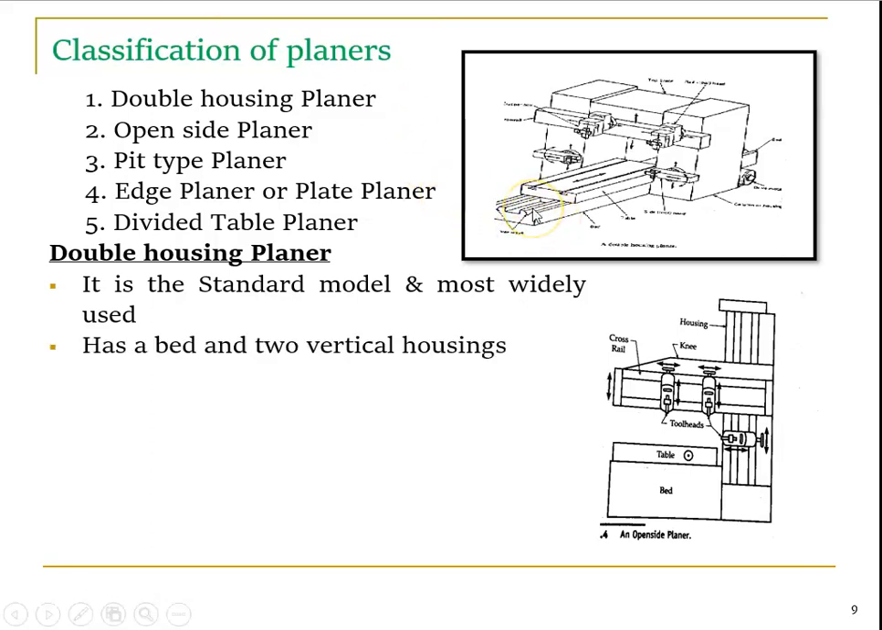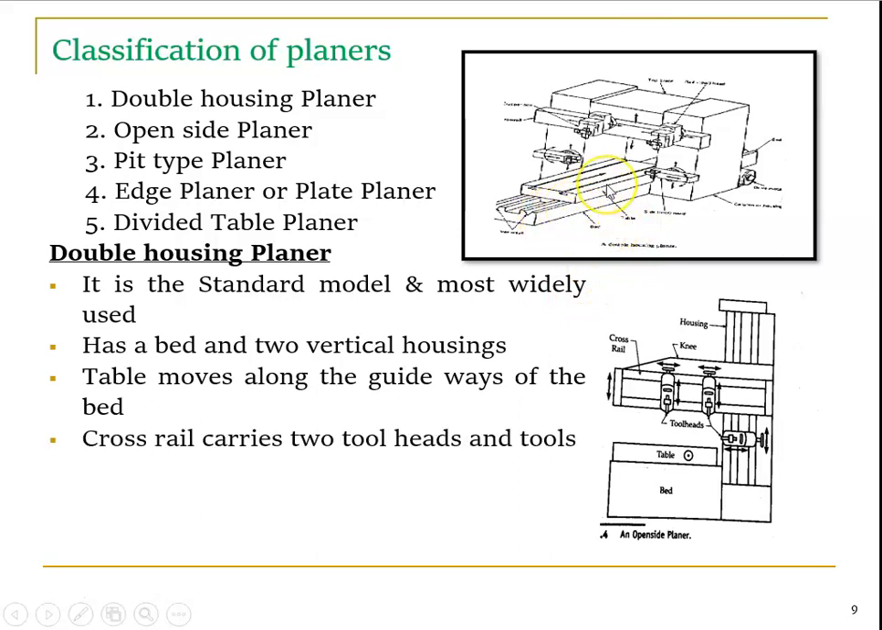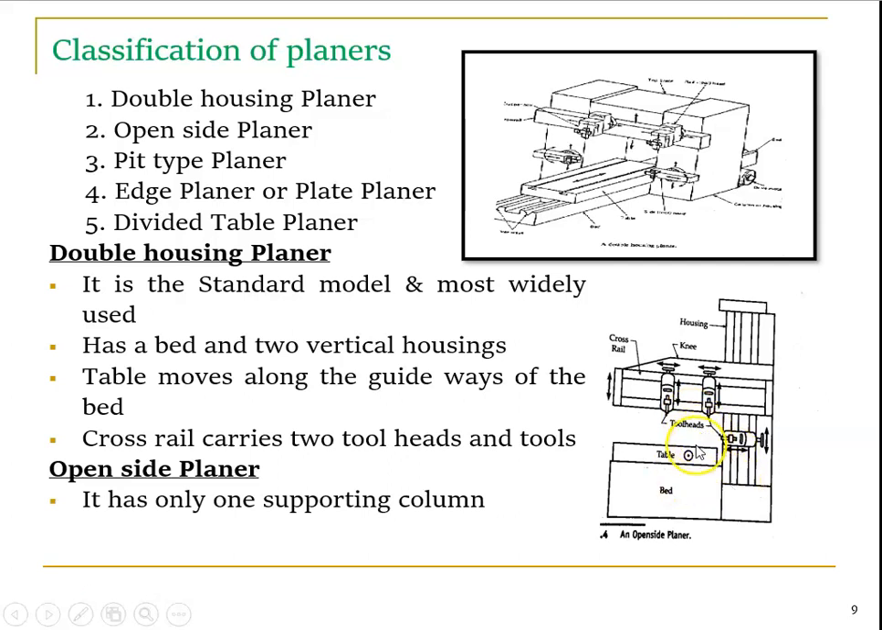As for planing machines, the double housing is the standard model. It has a bed and two vertical columns. The two vertical columns are connected with the cross rail. The table moves along the gateways of the bed. The cross rail carries the tool heads, so the cross rail joins the two columns. Again, it carries the tool post, and the tool post holds the tools. This one is the open side planer. It has only one supporting column. An area larger than the table can be planed, so when there is a requirement for a very large table area, it is fitted on the floor.